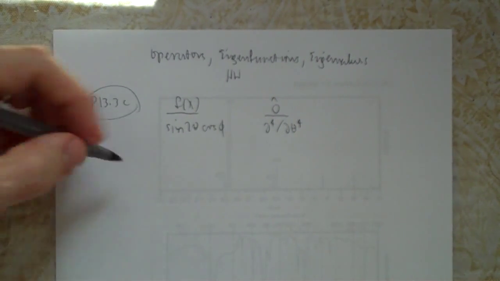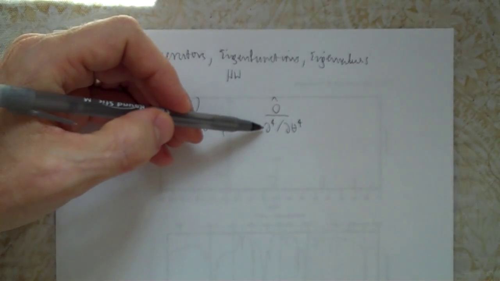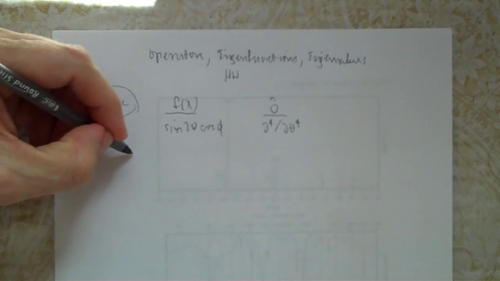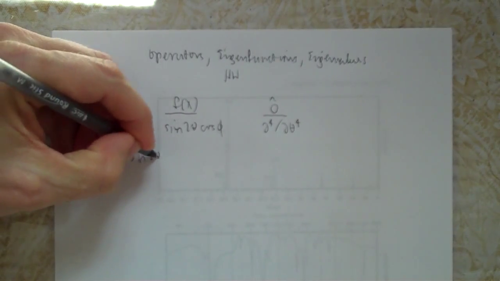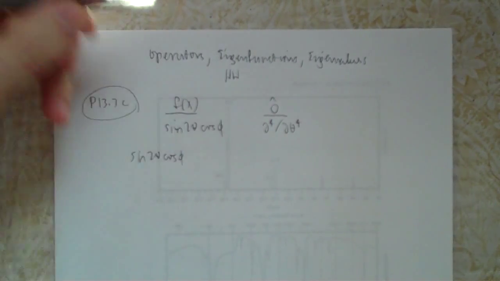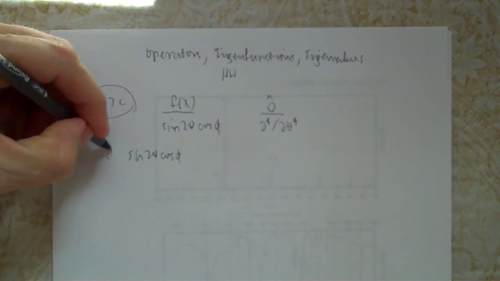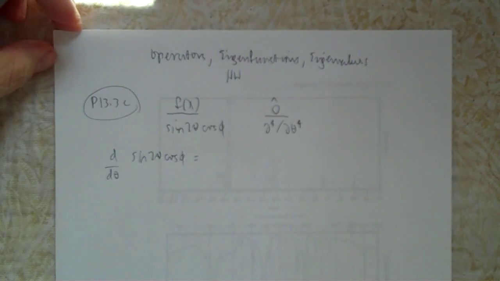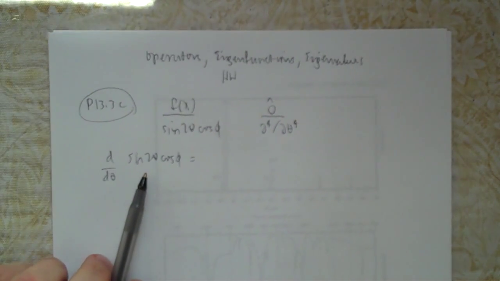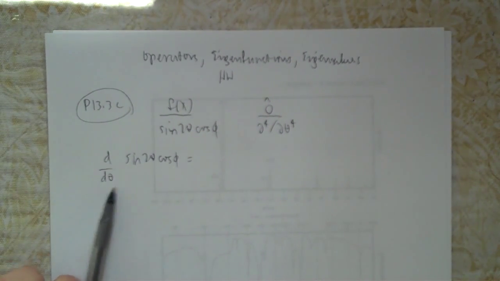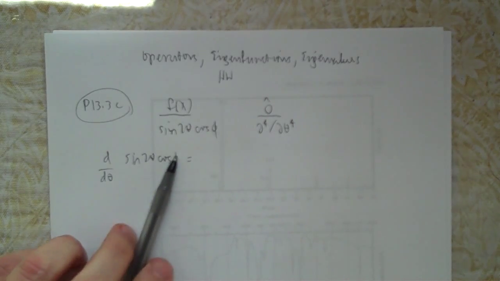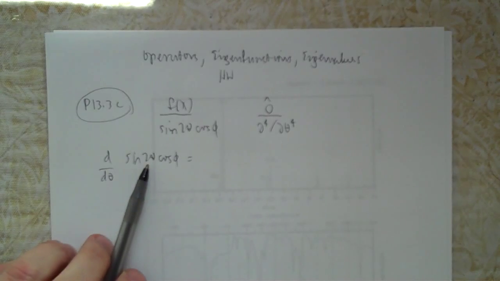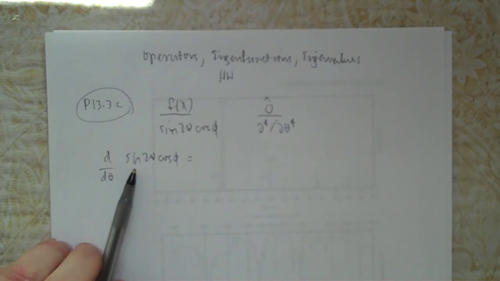What I'm going to do then is take this function and take the fourth derivative. I'm going to take 4 derivatives with respect to theta. So the function is sine 2 theta cosine phi. For the first derivative with respect to theta, cosine phi is just a constant, there's no theta in that term. So I really just have to do the derivative of sine 2 theta with respect to theta.